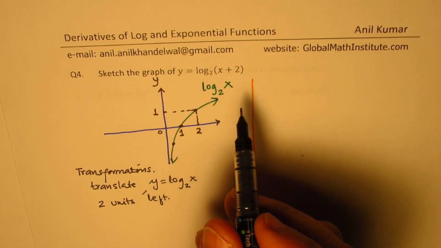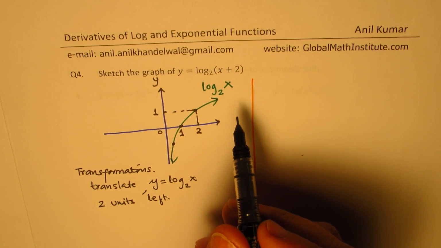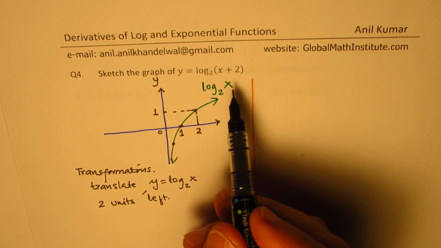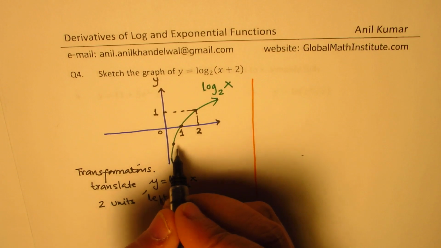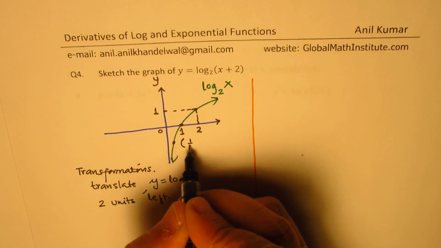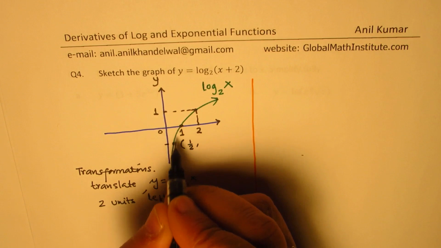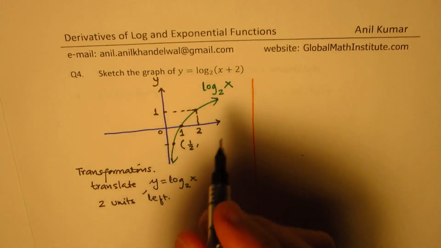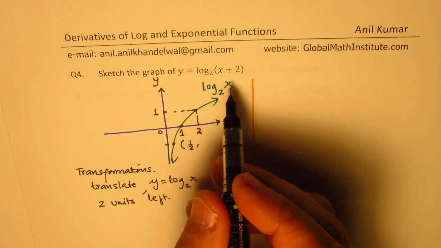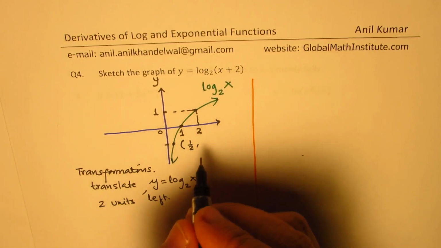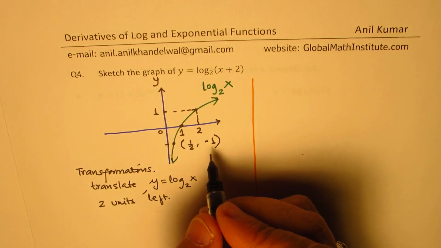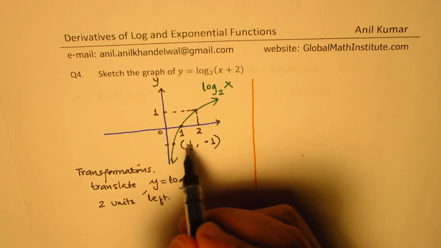At x to the power of half, this is at half, right? So this point is at half, and we have the value minus 1, since 2 to the power of minus 1. So we get minus 1 here. Okay, so these are the points.